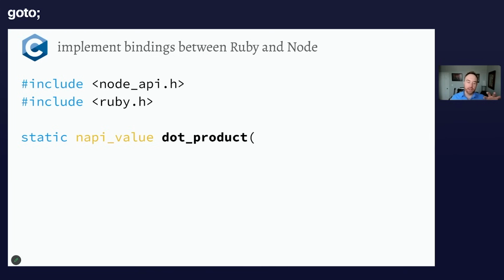And when we're done, there's some boilerplate that I'm not going to show that will basically tell Node.js, hey, use this compiled C output as an actual Node.js module. And so we're going to name it dot product because that's how we're going to import it in Node.js.